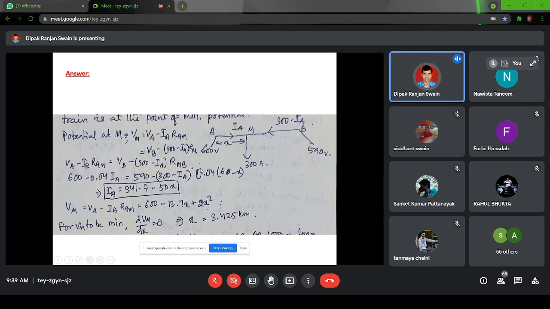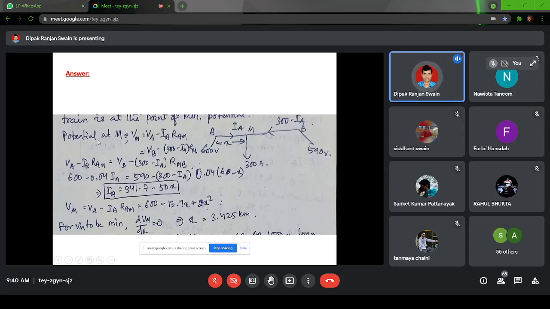Now, as already discussed, M is the point of minimum potential, so the current will be fed from either side. The 300 ampere current here will be the sum of the current from point A and the current from point B. Whenever a point is at minimum potential, current is fed from both sides. So let us say the current fed from the A side is IA, and the current fed from the other side will be 300 minus IA, because the total load is 300 ampere.